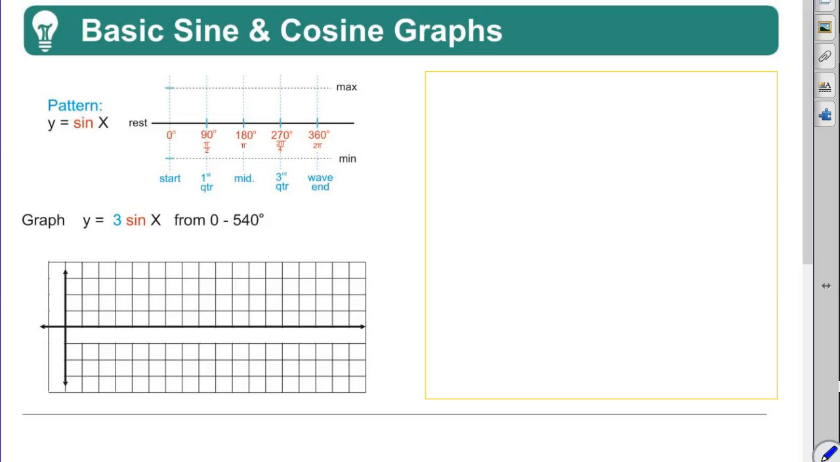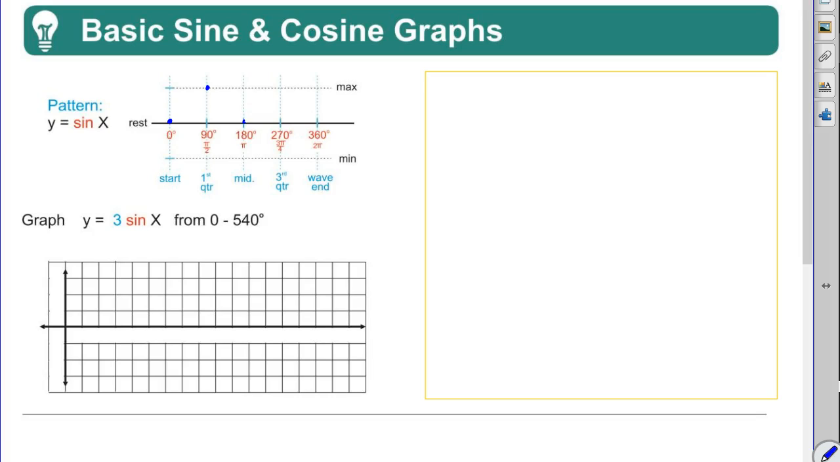All right, Algebra 2, quick review, basic sine and cosine graphs. You've got to know your pattern for the basic sine, and you've got to think of these key points. You have to understand that the sine always starts at 0. So that's a start. At the first quarter mark, it's at a max.